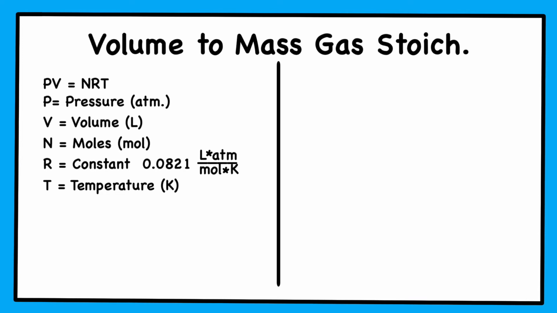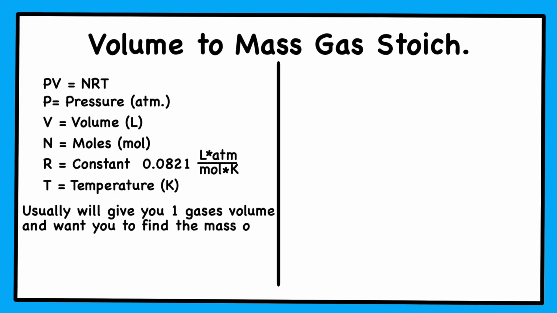With this next type of problem, we are going to have to combine our knowledge of stoichiometric relationships with our ideal gas law. Usually these types of problems will give you a specific gaseous volume and ask you to find another gaseous mass produced. So here's the basic framework for these volume to mass problems.